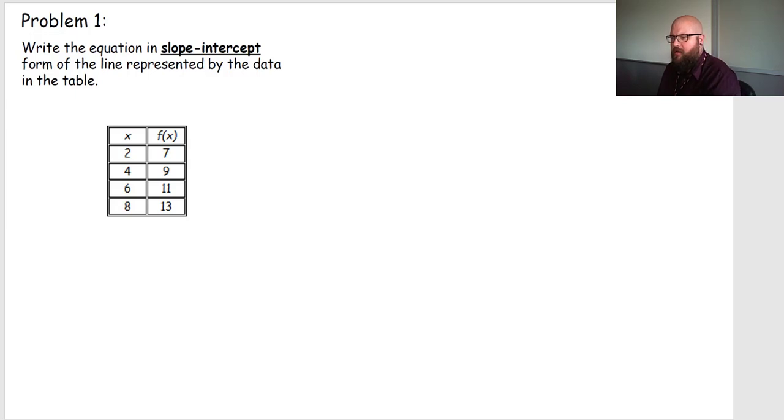So we got our x values and our y values. Again, don't get confused with the f of x. That's just our y value, our x's, okay? So first off, since we have these points here, let's go ahead and find our slope. So hopefully you remember that your slope is going to be y2 minus y1 over x2 minus x1.